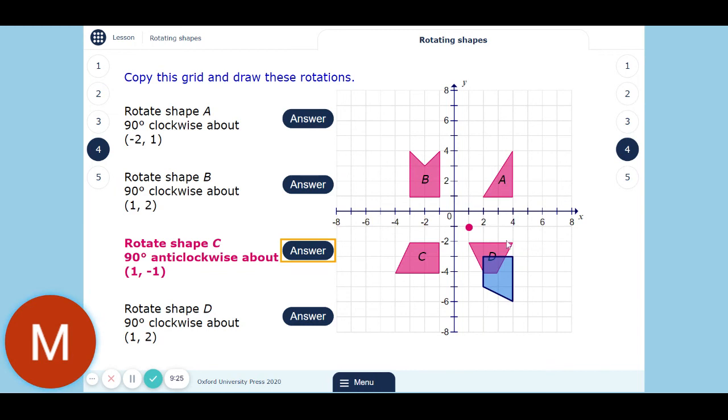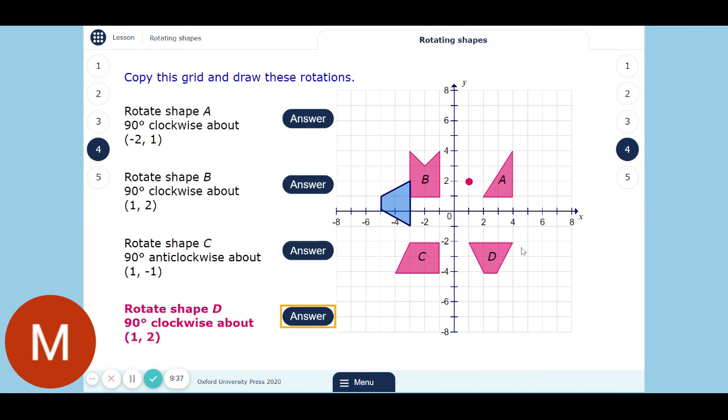90 degrees anti-clockwise, so marking on the center. Now this one, it's going this way round, so that's anti-clockwise, that's the opposite direction of a clock. And the last one is here. These are all 90 degrees. You would hopefully get some 180s sometimes, but here you can see if you mark on the center, rotate the shape, that's where it ends up.